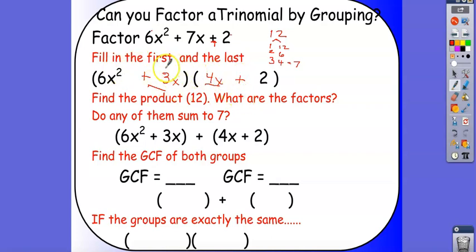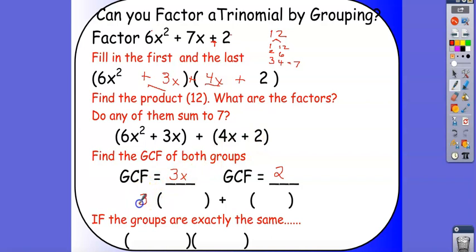Do you see how I haven't changed the value of the expression? 6x squared plus 3x plus 4x plus 2 is the same thing as what I started with. I just grouped these a little bit differently. I broke them apart. So when I come down here, the greatest common factor here would be 3x. The greatest common factor here would be just a 2. This one doesn't have an x, so I can't include it.